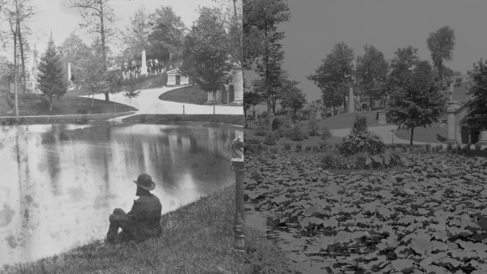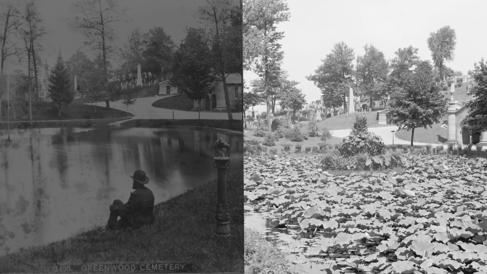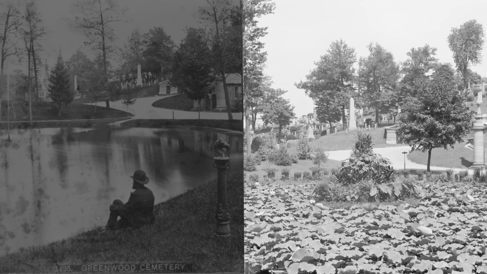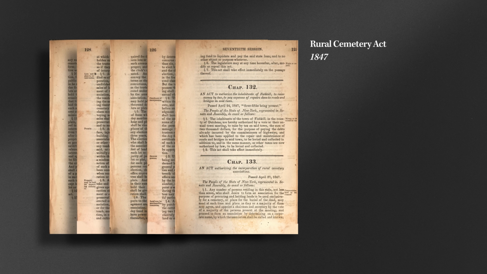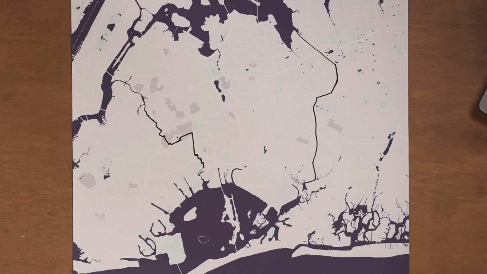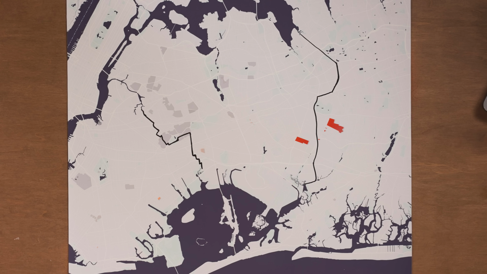With its immediate popularity, Greenwood Cemetery became the model for the rural cemetery movement, which led to New York City's 1847 Rural Cemetery Act. This act stopped the creation of new cemeteries in Manhattan, and since Brooklyn was already largely developed, Queens became the hub for this new type of cemetery. A lot of them. All of the gray blocks on this map are cemeteries.